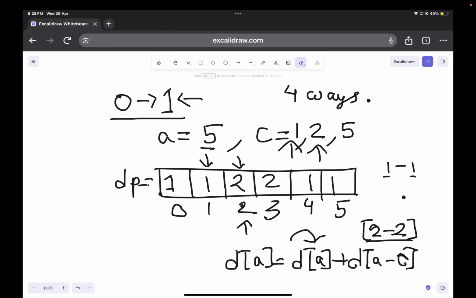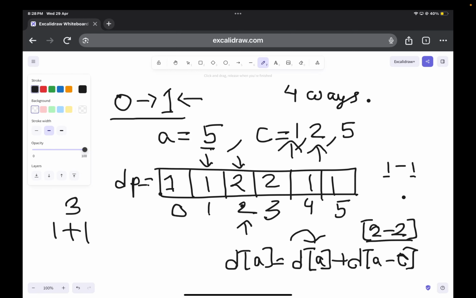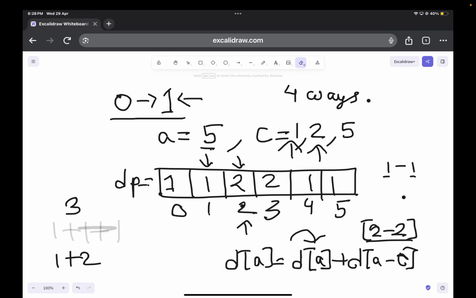Now, 2 ways. What are the 2 ways for making 3? Tell me. 1 plus 1 plus 1, and 1 plus 2. These are the only 2 ways. Okay. So how are we getting this?